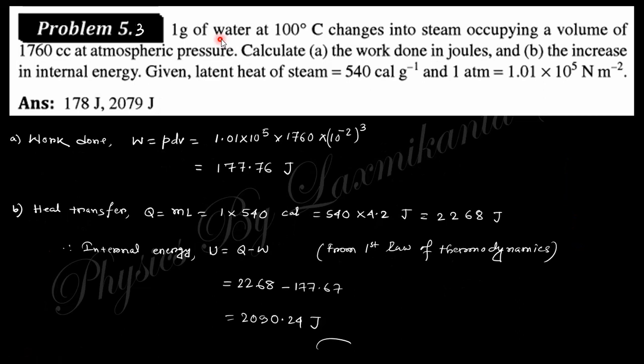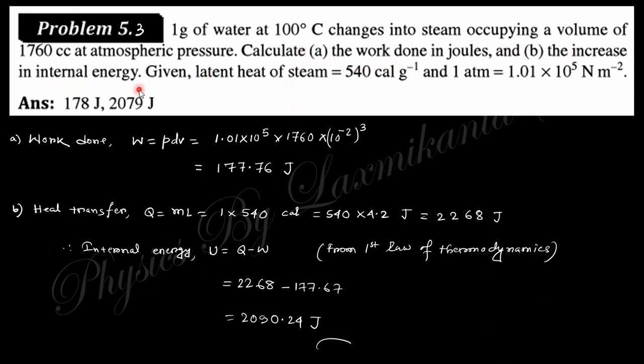Next one. 1 gram of water at 100 degree centigrade changes into steam, occupying a volume, so the volume will be increased. Find the work done in joule. So you know work done is pressure into volume change. So pressure is atmospheric pressure, and volume change is 176 cc. cc to meter cube is 10 to the minus 2 whole cube, right? So this will be the work done.